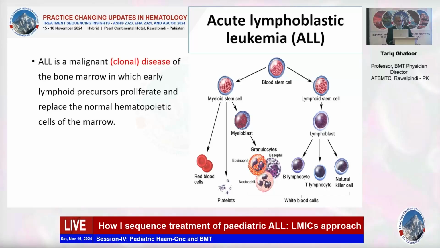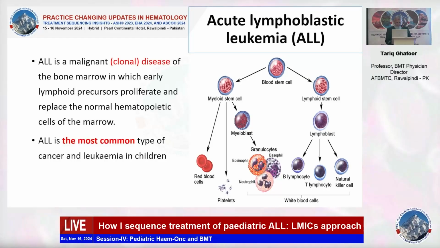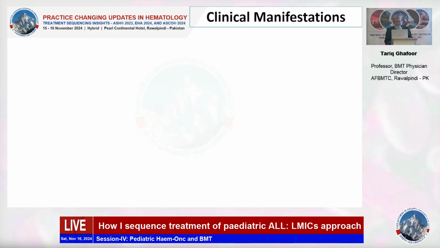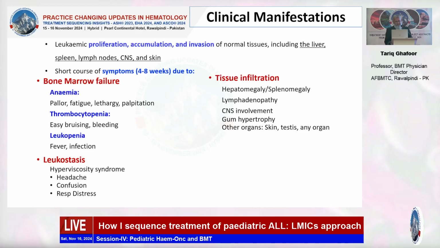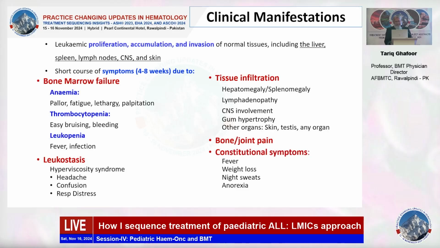So ALL is a malignant disease of the bone marrow, and it is the most common type of cancer. About 50% of the patients we see have ALL, and ALL makes up 75% of childhood leukemia. There is leukemic proliferation, accumulation and invasion of normal tissue including liver, spleen and lymph nodes, and it can give symptoms within 4 to 6 weeks. With bone marrow failure you get anemia, thrombocytopenia and leukopenia, and with leukostasis, hyperviscosity, and tissue infiltration they get organomegaly. There can be joint pain and constitutional symptoms such as fever, weight loss and anorexia.